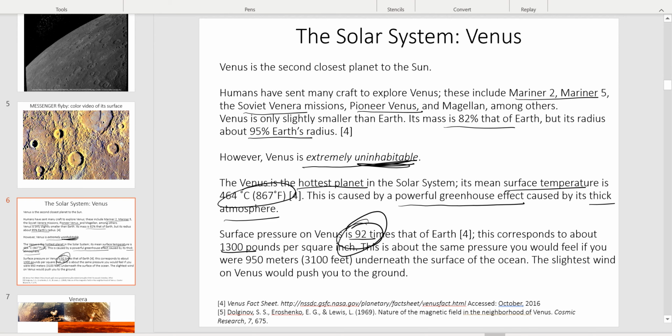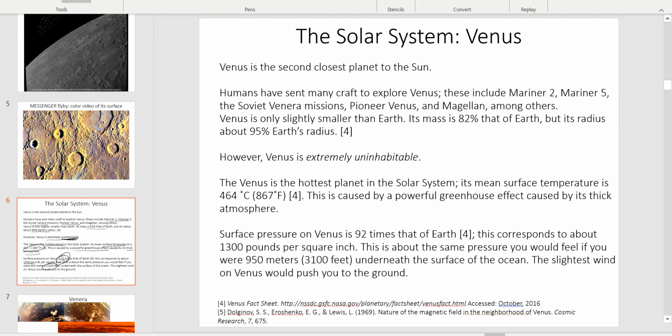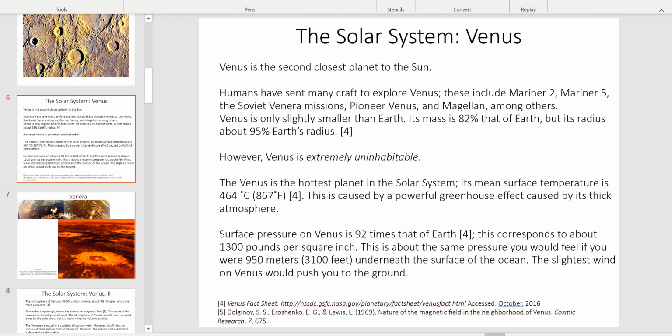You could translate this to a distance underneath the surface of the ocean. You could ask, how far down underneath the surface of the ocean would you have to go so that the pressure on you would be the same as that on Venus, just standing on the surface of Venus? And the answer is about 3,000 feet underneath the surface of the ocean. That's an exceptionally thick atmosphere, and the atmosphere is almost entirely carbon dioxide. Carbon dioxide is a greenhouse gas, which means that it absorbs infrared radiation.